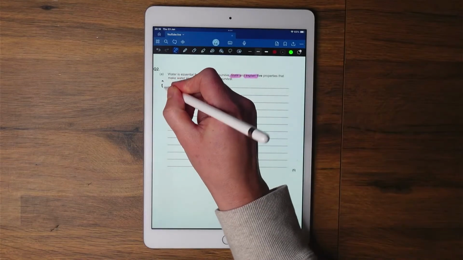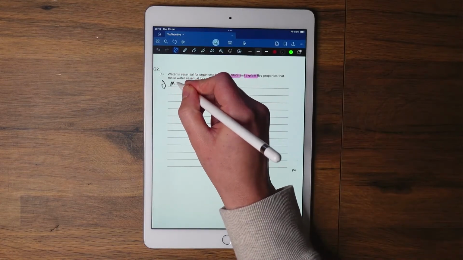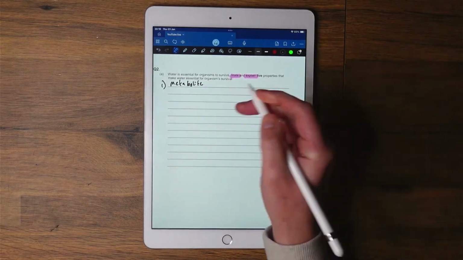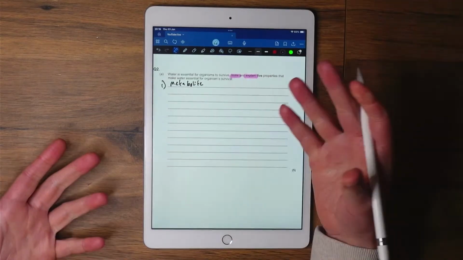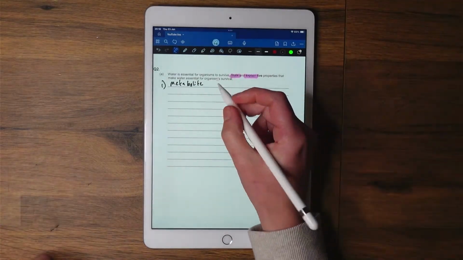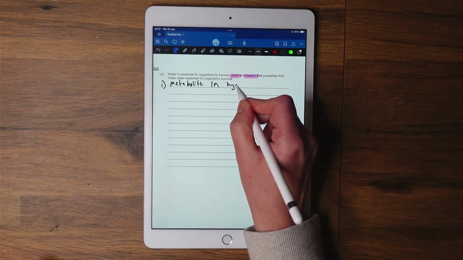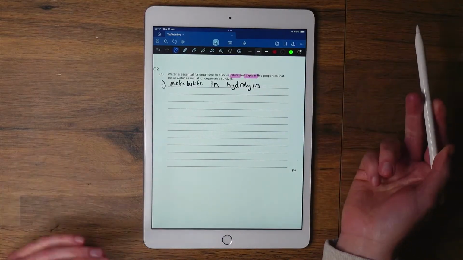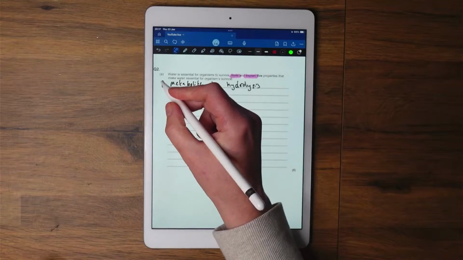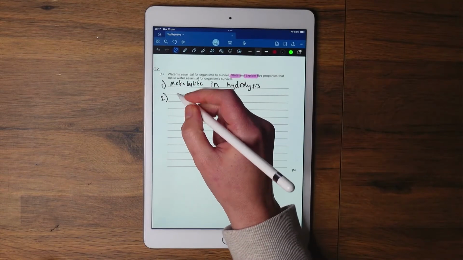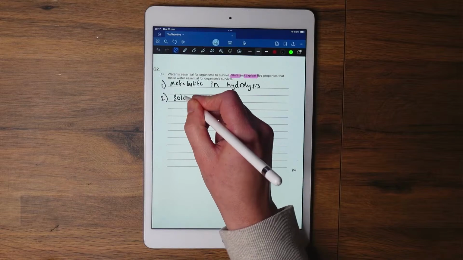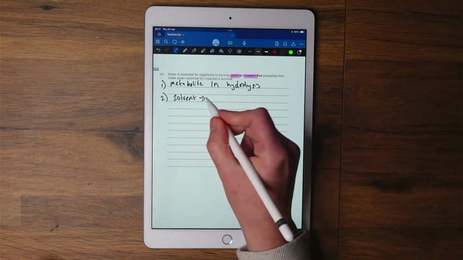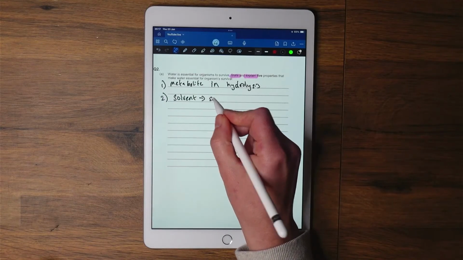For number 1, I'm going to say metabolites. And then the explanation, they accept you just basically stating some examples of chemical reactions. So I'm going to say in hydrolysis, for example. But you could say in a condensation reaction, photosynthesis, respiration, but I'm just going to stick to that one. Number 2, I'm going to say solvent. And the reason that's useful is there's 2 different things you could say. So reactions can occur.